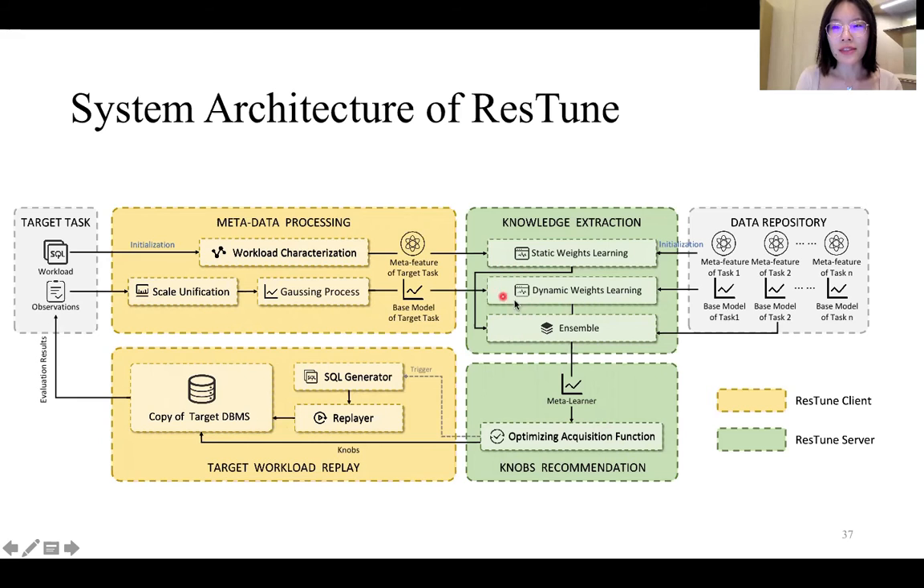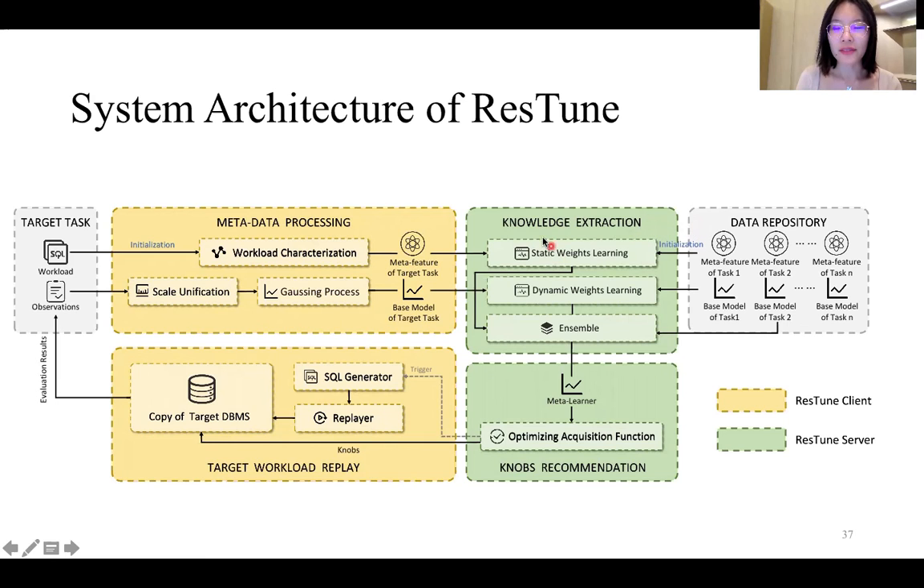ResTune server is responsible for recommending the knobs for each iteration and is deployed in the backend tuning cluster, consisting of two components: knowledge extraction and knobs recommendation. After processing the target task in ResTune client, the meta feature and the target base model are sent to the knowledge extraction component of the ResTune server. ResTune server then calculates the static weights and the dynamic weights based on the client's input. Meta feature and base model are stored in the data repo.